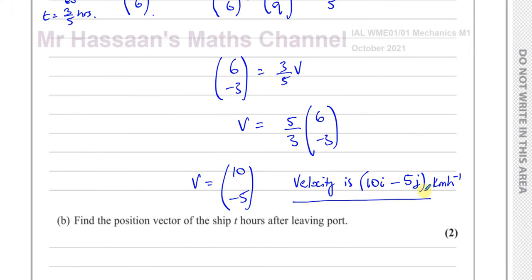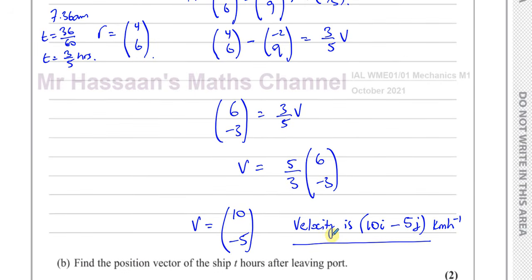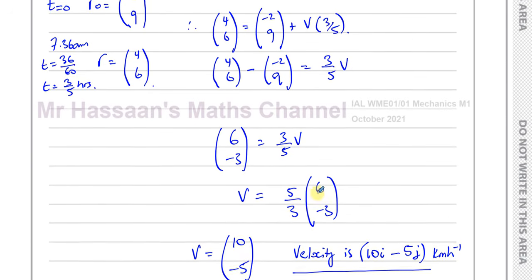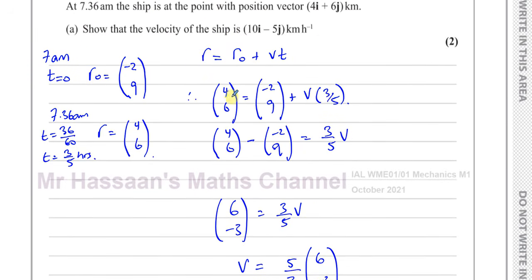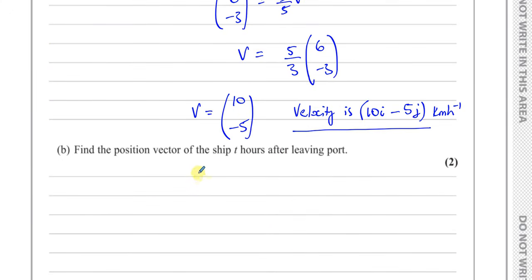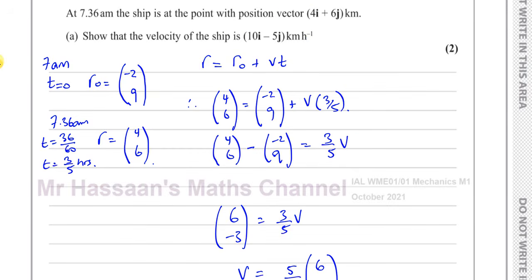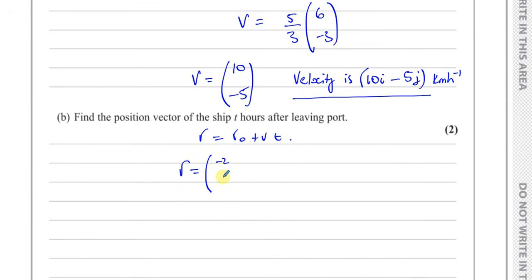All right, then it says find the position vector of the ship t hours after leaving port. So they want us to basically write the general equation r equals r0 plus vt, as we wrote before. Now we know what the velocity vector is. We can say the position vector at any point t is going to be the initial position, which was, was it negative 2? Yeah, (-2, 9), plus the time multiplied by the velocity vector, which is (10, -5).